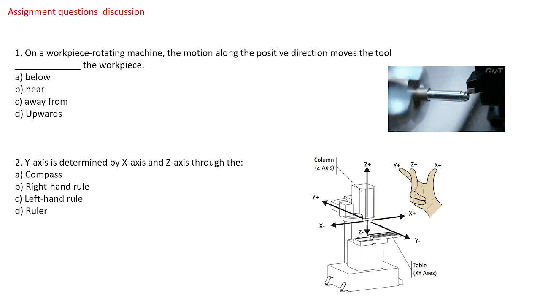So, the first question in that assignment was: on a workpiece rotating machine, the motion along the positive direction moves the tool blank the workpiece. So you can refer to the right side figure. From that figure, on that workpiece rotating machine, for example, you can take a lathe machine, which is shown in the figure. So the x-axis is the direction of the tool movement, you can see from the figure itself. And that motion along its positive direction pulls the tool away from the workpiece.